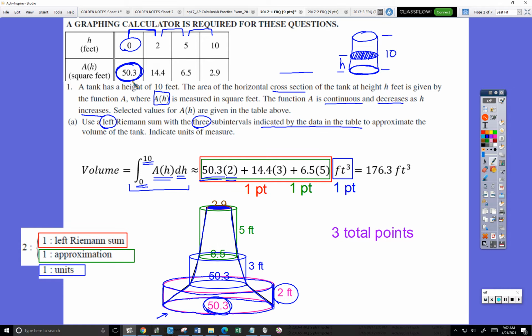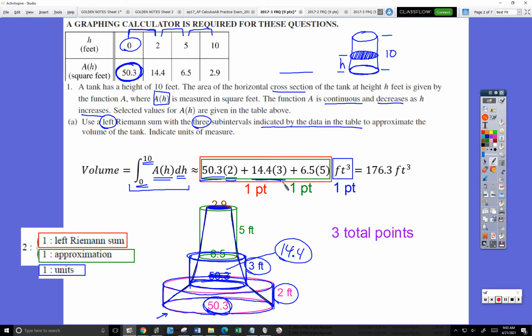We then go to the next slice, where we assume the area of the slice is not 50.3 anymore. Oh, wait a minute, I need to fix my drawing. This shouldn't be 50.3. This is supposed to be 14.4. So we're assuming the area of this cross-section here is 14.4. And then the thickness of the cross-section, we're assuming that is 3 feet. So that's this computation here. That finds the volume of that blue cylindrical disc.